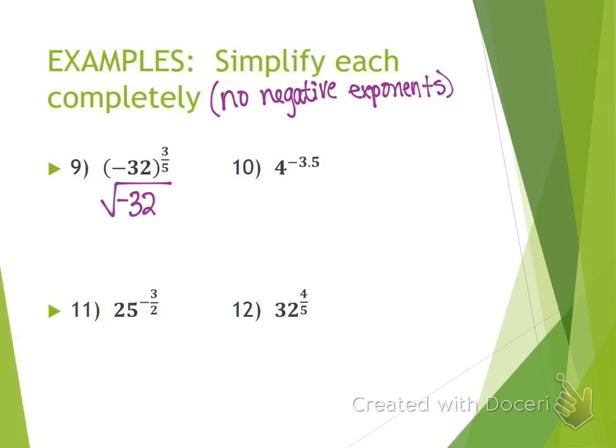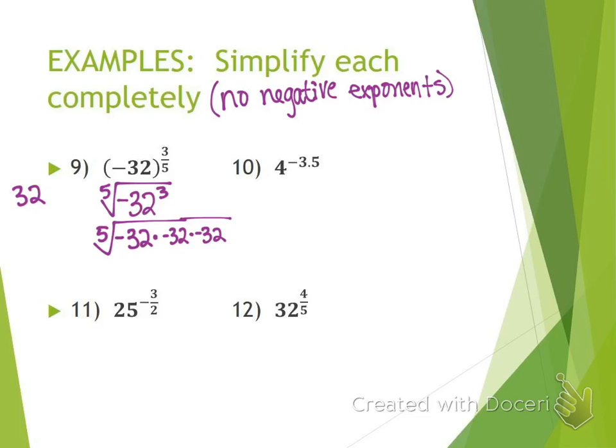What is our index? 5, and our exponent is a 3. It is okay to take an odd root of a negative number. That's fine. It just means our answer is going to be negative. Okay? So, if you want to, you could think about this as the fifth root of negative 32 times negative 32 times negative 32, if that helps you.